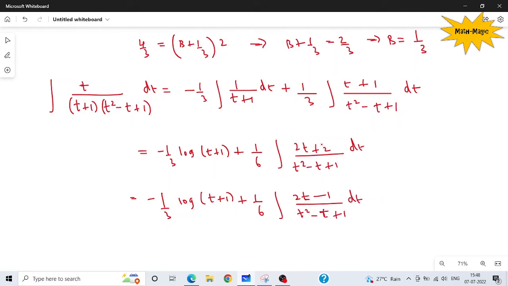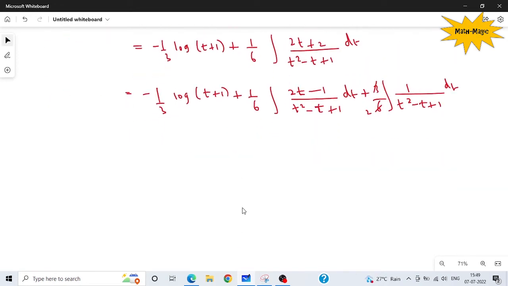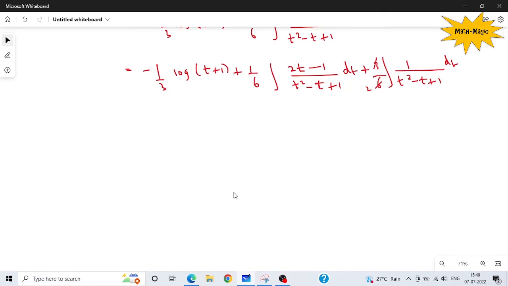Then we want plus 2, so we have to add plus 3, so it's an integration of 3 upon, so we can take 3 outside, 1 upon t square minus t plus 1 dt, and this 1 by 6 is there in the multiplication, so that 1 by 6 comes here, so 3 ones are 3, 2 sixes are 6. So now let's solve further.